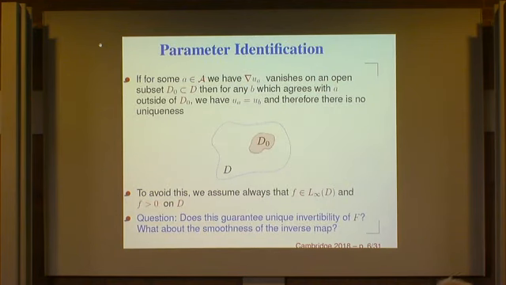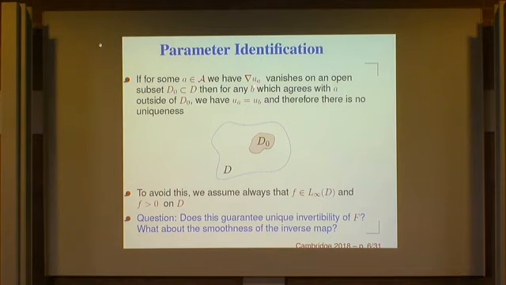Okay? And you can see very easily, and you all know this if you're in this field, that if you have an A for which grad UA vanishes on some open set, D0, this is your physical domain, D.